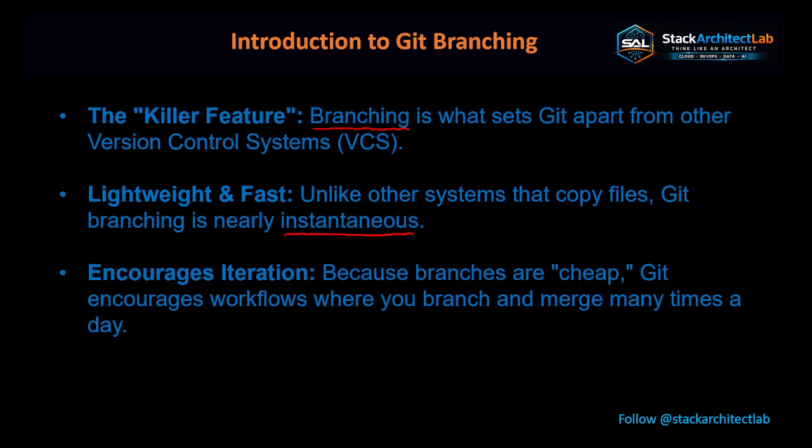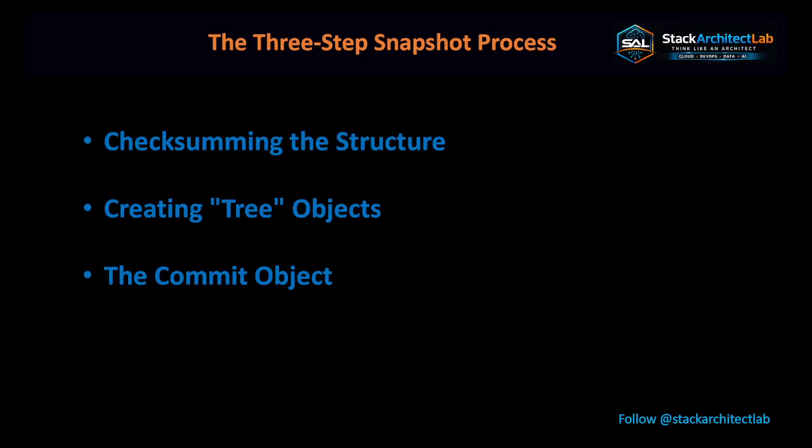It encourages iteration, because this strategy overall is cheap. Git encourages a workflow where you branch and merge many times in a day. You don't need to worry about what will happen. So these are some of the key things about Git that we need to understand. Now let's talk about the three-step snapshot process.